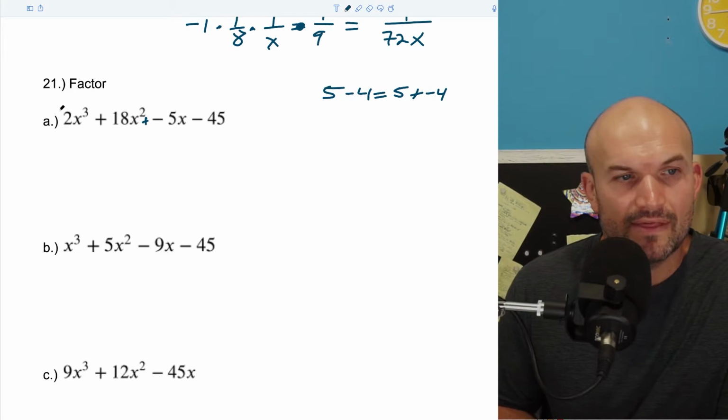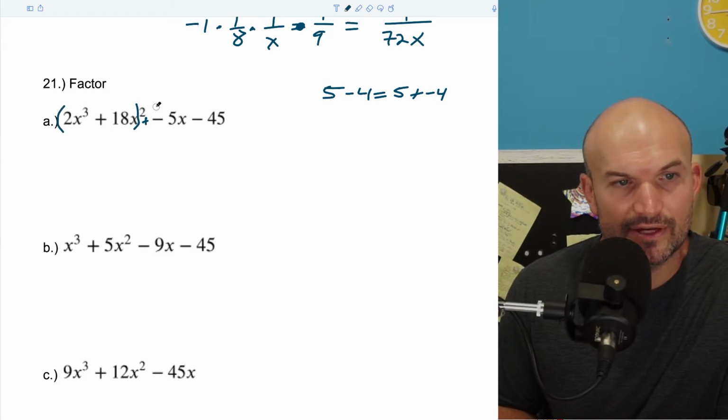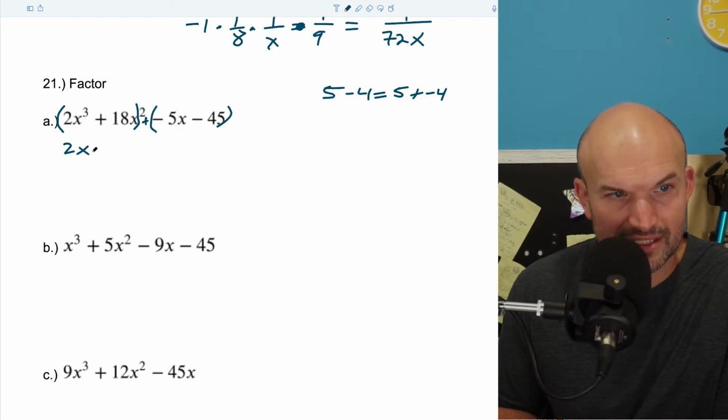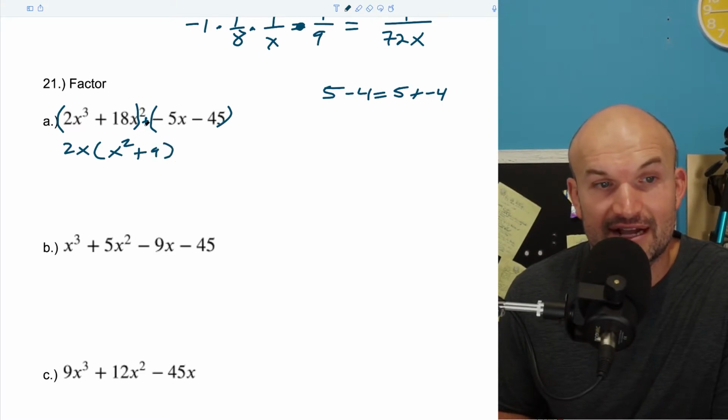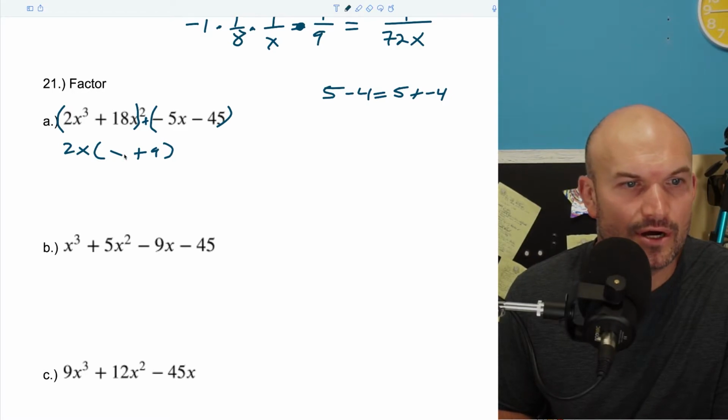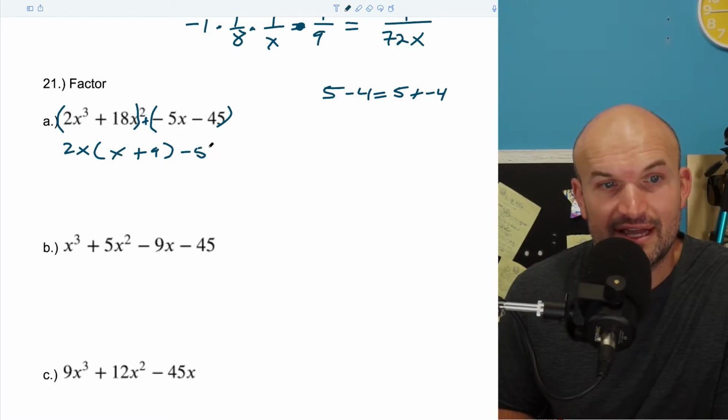All right. Then what you're going to do is group the first 2 terms and then group the last 2 terms. Then what we want to do is factor out what these have in common. So in this case, they have a 2x in common. So that's going to leave you with an x squared. So I factor out a 2, that's going to be an x squared plus 9. And then over here, I can factor out, that's not an x squared, that's just an x. Okay, so then over here, I can factor out a -5, and that's going to leave me with an x plus 9.